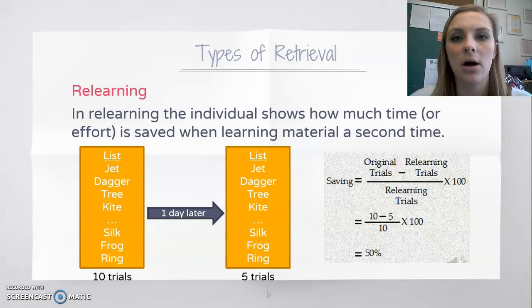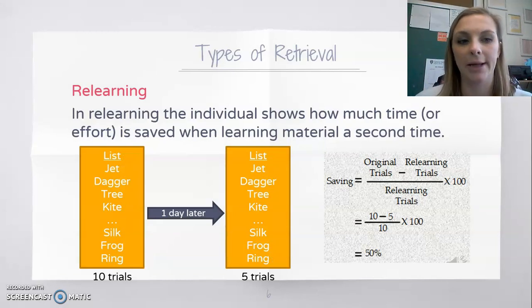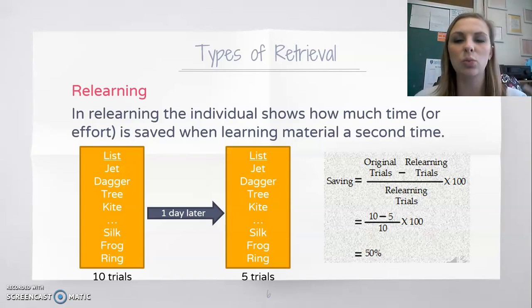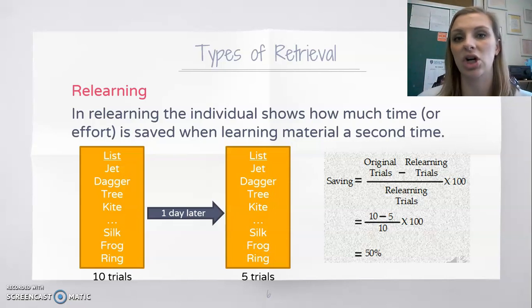We also have our third type of retrieval, which is relearning. In relearning, we are actually testing to see how much time it takes for someone to relearn or learn material a second time. We know that it goes quicker. We know that the first time you learn something, it takes you a really long time to process. The second time, it goes quicker, usually about 50% faster. And the third time, it goes even quicker. So this is another type of retrieval because you're pulling out that information again from long-term memory, and you don't need to relearn all of it. You just need to relearn the things that you did not keep in your memory.